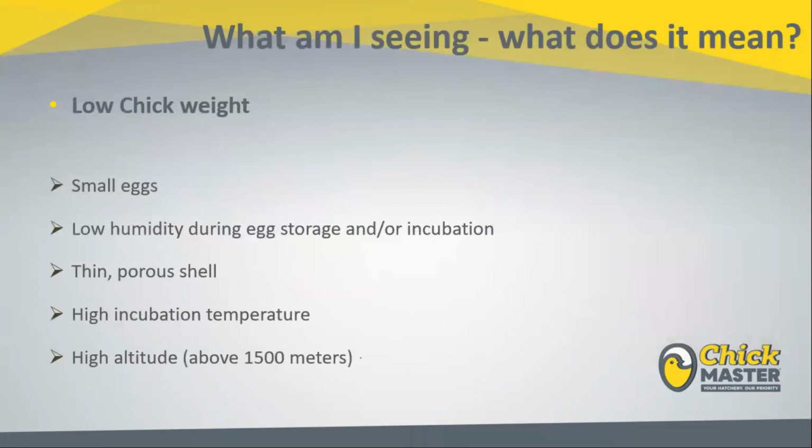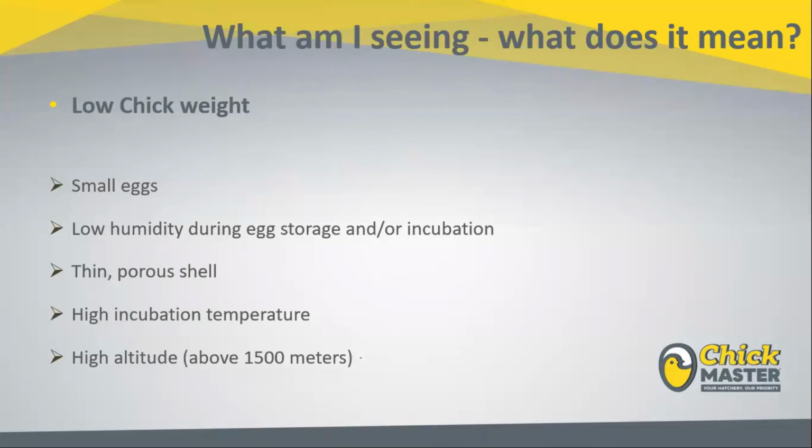So concerning the chick weight, if we have low chick weight, the first thing that we can suspect is small eggs, as it's proven that the chick weight is correlated to the egg weight. It can also be related to low humidity during the egg storage or incubation that will lead to a high egg weight loss, or a thin or porous shell that will have the same result also.